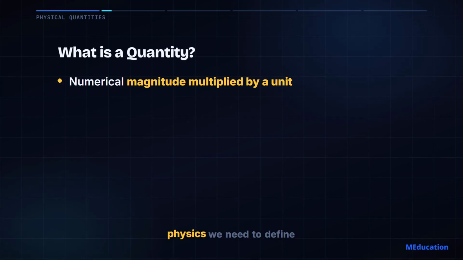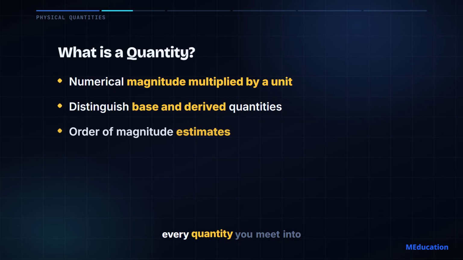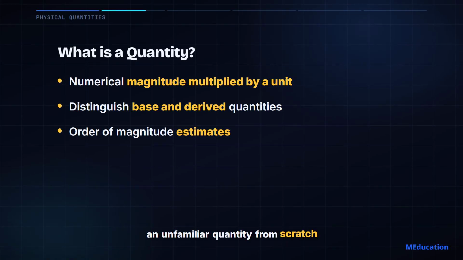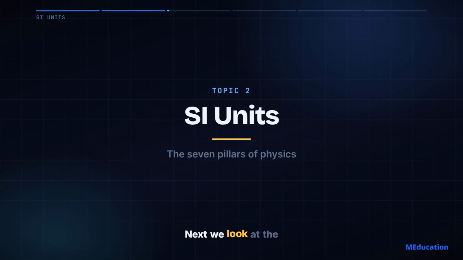Before we can do any physics, we need to define what a quantity actually is. It is always a numerical magnitude multiplied by a unit. You will learn to sort every quantity you meet into base or derived and build the unit of an unfamiliar quantity from scratch. We will also look at how to make fast, order of magnitude estimates that examiners will accept in Paper 1.